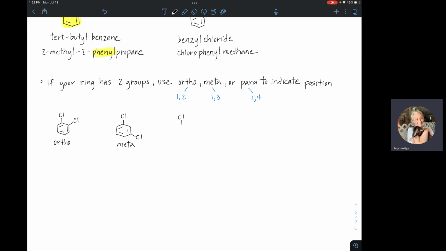And then the last one is if you've got 2 substituents on the ring and they are in the 1, 4 position relative to each other, they are para. So this would be para dichlorobenzene, or you could just put a little lowercase p and then a hyphen and then dichlorobenzene.